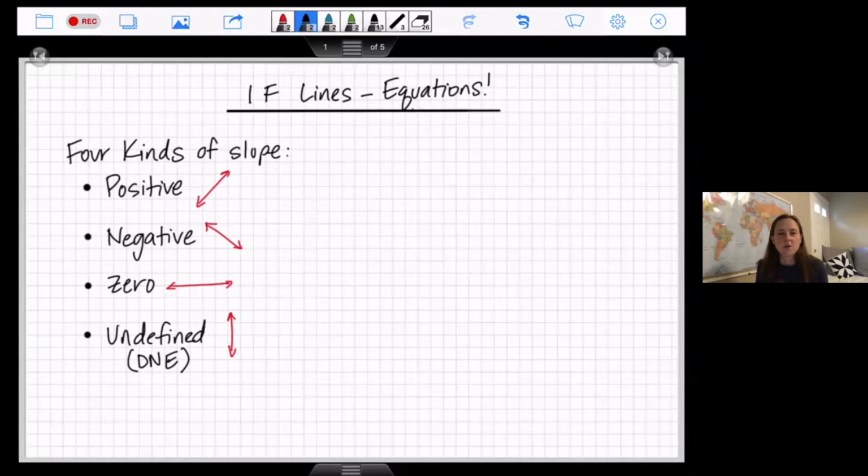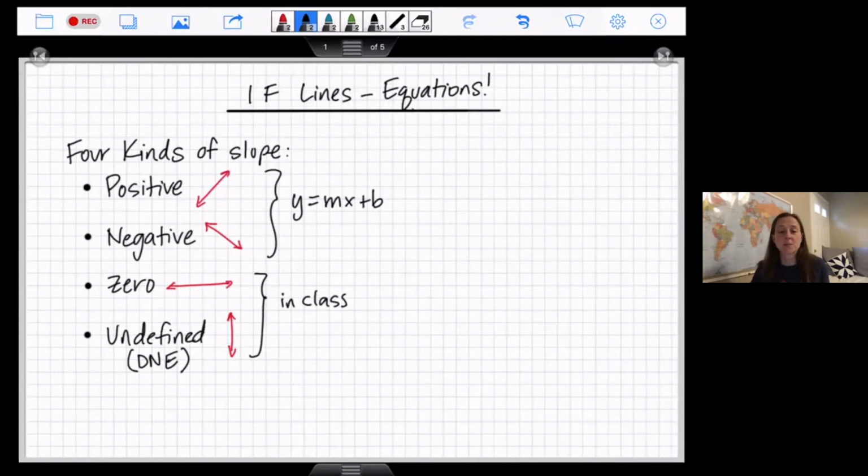So in the last video, we talked about how we can get 4 different kinds of slope when we do our slope formula calculation: positive, negative, 0, or undefined. If your slope turns out to be positive or negative, then your equation is going to be that familiar y equals mx plus b. If it's 0 or undefined, you have that horizontal or vertical line. Those have easy but different formulas to them. So we're going to talk about those in class together.